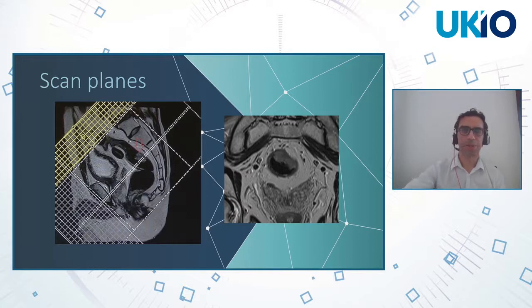So just another example of scan planes. Here's an example where the axial images have been planned correctly, with the planning box in the left-hand image perpendicular to the long axis of the rectum, and the right-hand image showing the axial oblique images obtained.